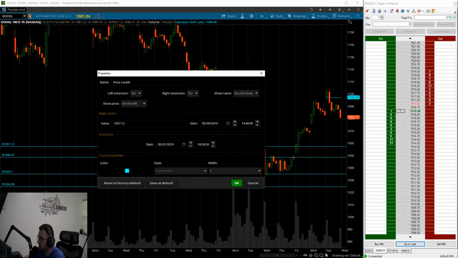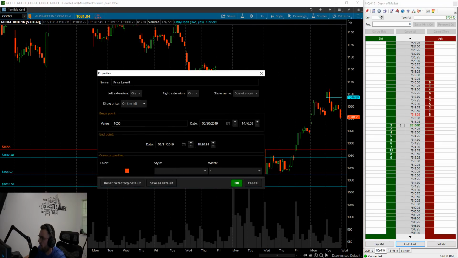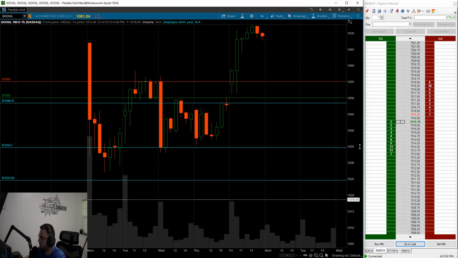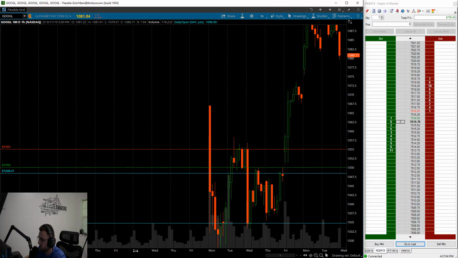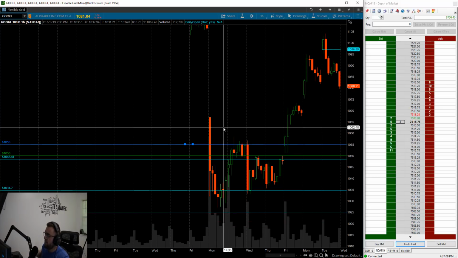Let's kind of edit this up. So 1055, and we'll make this red just for argument's sake. And we'll do another one here. And if you guys didn't know you could do that, you just hit the space bar over top of a highlighted drawing, and it'll duplicate it for you. So I went ahead and sold the 1055/1050 put spread.